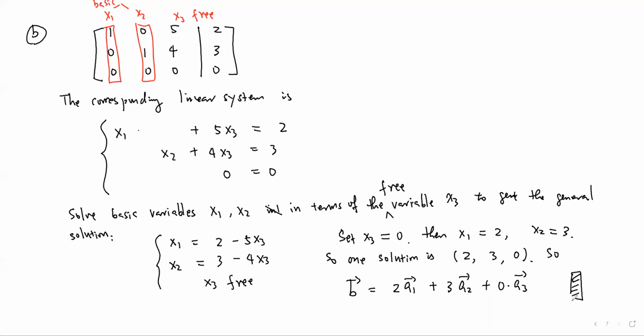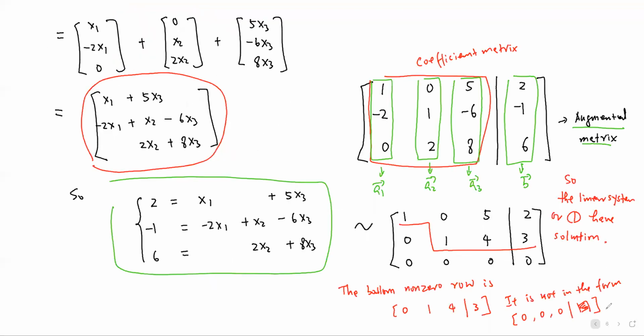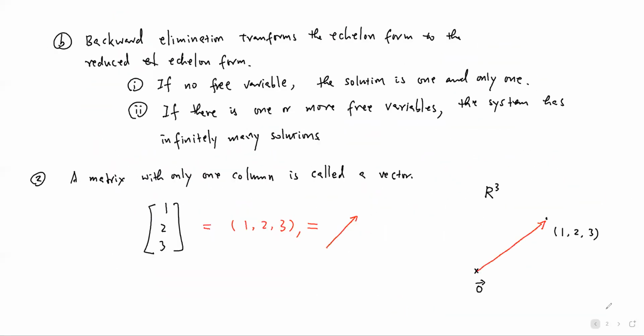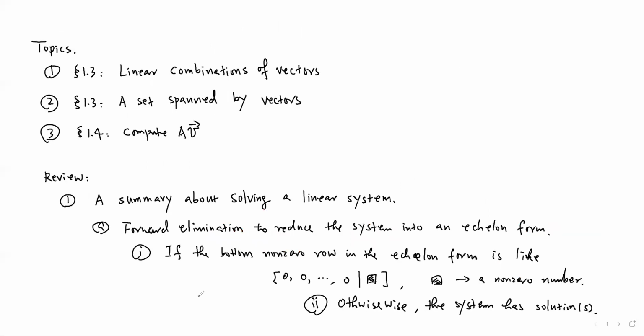This is topic 1, linear combination. Now, second topic. Let me see what is the second topic. A set spanned by some vectors. Topic 2. A set spanned by some vectors.